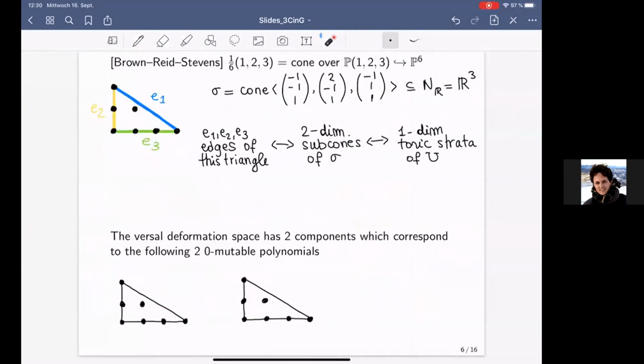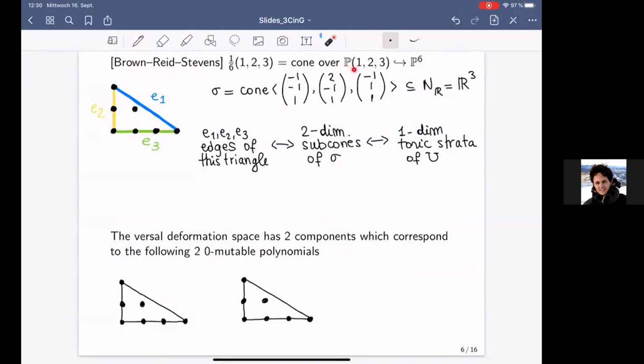So this example, I think, is originally due to Stevens, and then it was elaborated a bit better by Brown, Reid, and Stevens in an attempt also to consider codimension 4, Tom and Jerry, these kind of things. So the example is the following.